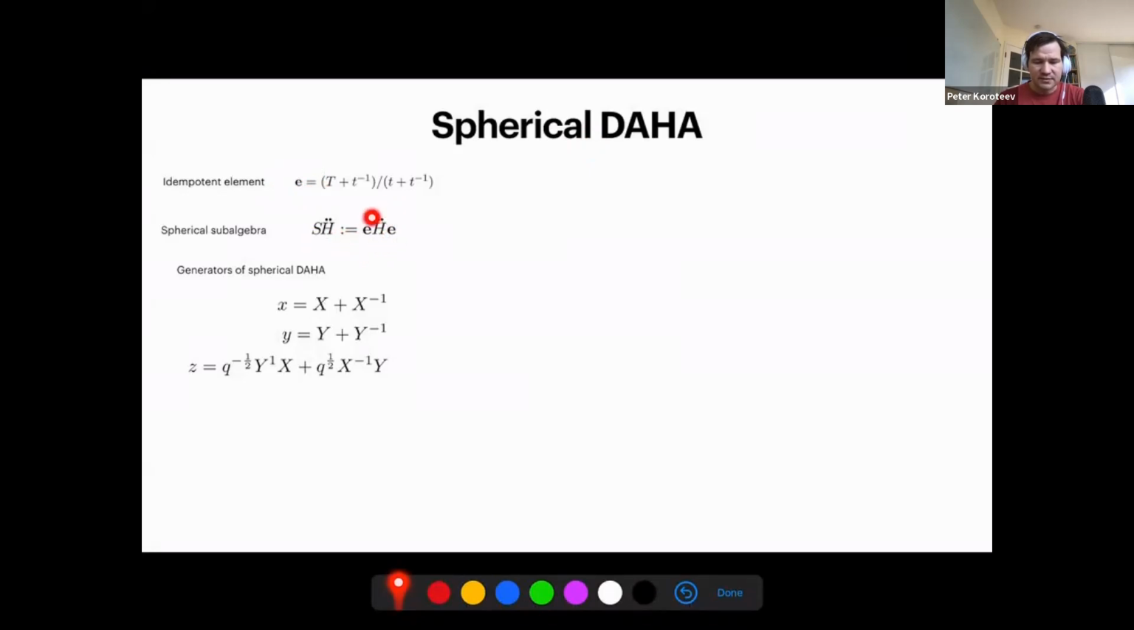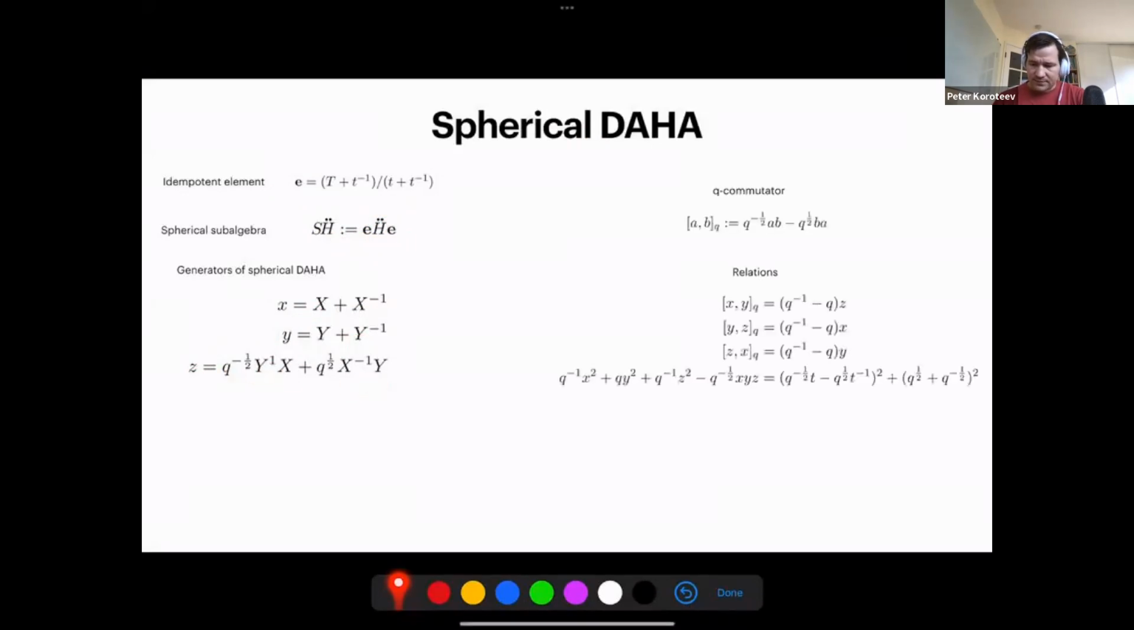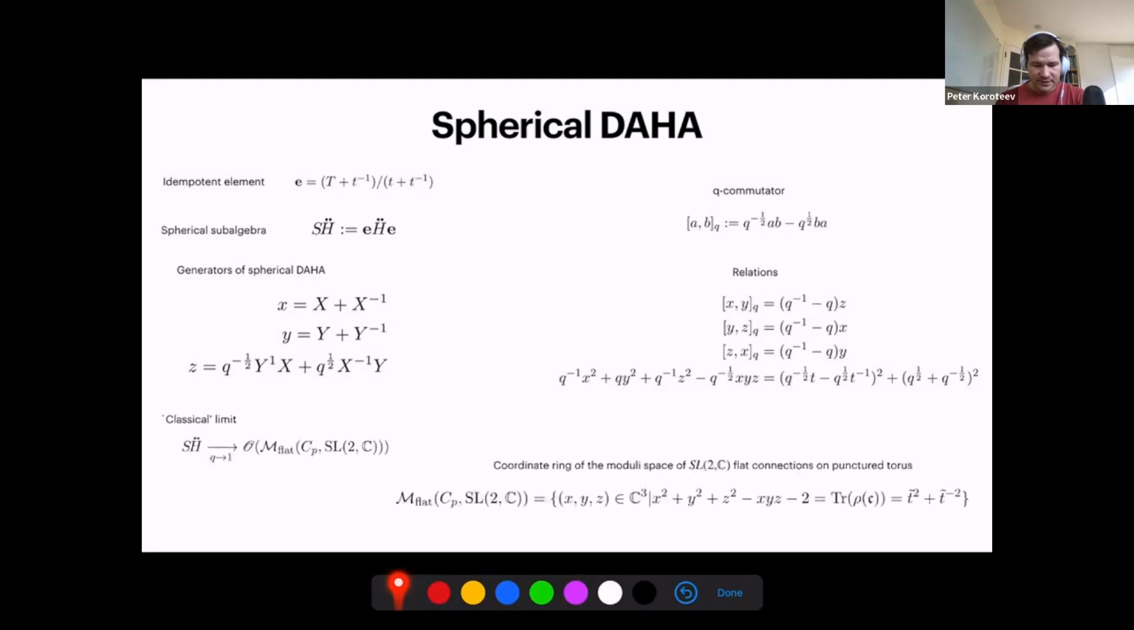And the spherical subalgebra is just the whole DAHA sandwiched between these two elements. Everything will now depend on symmetric polynomials of X and Y. So little x, little y, and little z, which is a combination like that. Then the relations from the previous slide can be succinctly rewritten in this form. So the X and Y q-commutator, whose definition is given over here, is equal to Z with this prefactor q minus q inverse. And three other relations are obtained by cyclic permutation. And also there's a cubic relation here: X, Y, Z plus some quadratic expression equals this number, which also appears. So now the semi-classical limit corresponds to taking little q to 1, right?